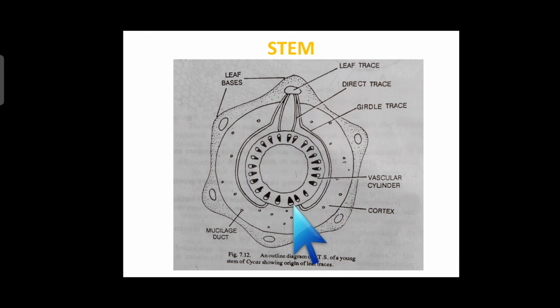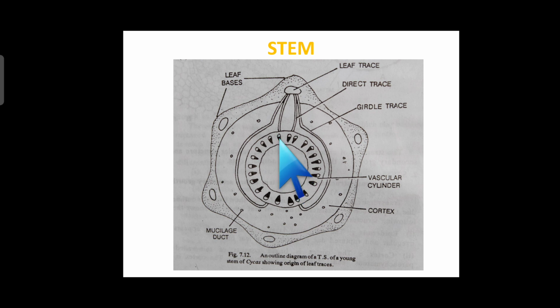Because they are surrounded by concentric layers of xylem and phloem. But this is the case of the young stem. That is why only a single layer is present, only a single ring, a ring of vascular bundles. And the vascular bundles here, as you can see, they are narrow and also radially elongated, conjoined. Why? Because they are joined together.